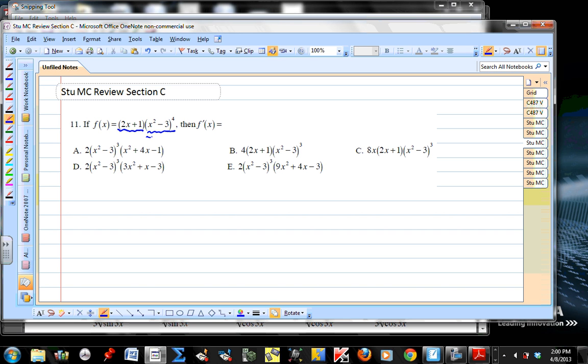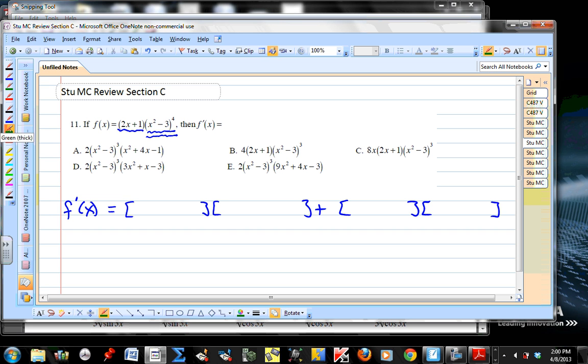Let's call this quantity x squared minus 3, all raised to the fourth power, our second function. And you remember that with the product rule, our derivative is going to be the first function times the derivative of the second function plus the second function times the derivative of the first function. So let's fill in the blanks. For the first function, 2x plus 1, times the derivative of the second function.